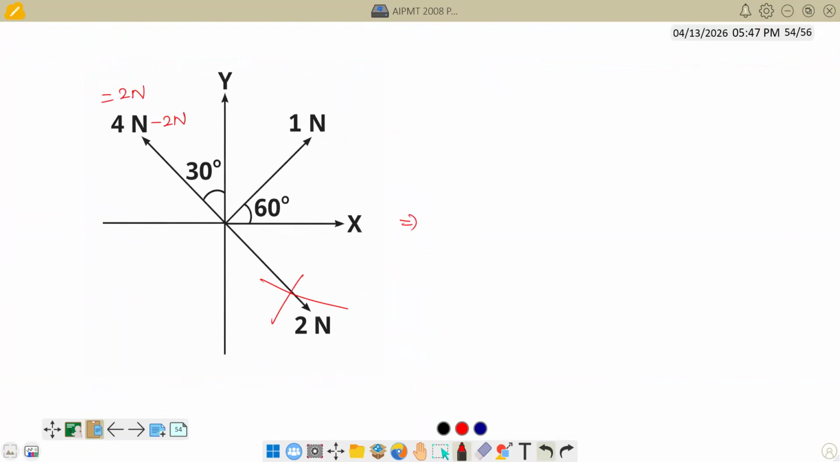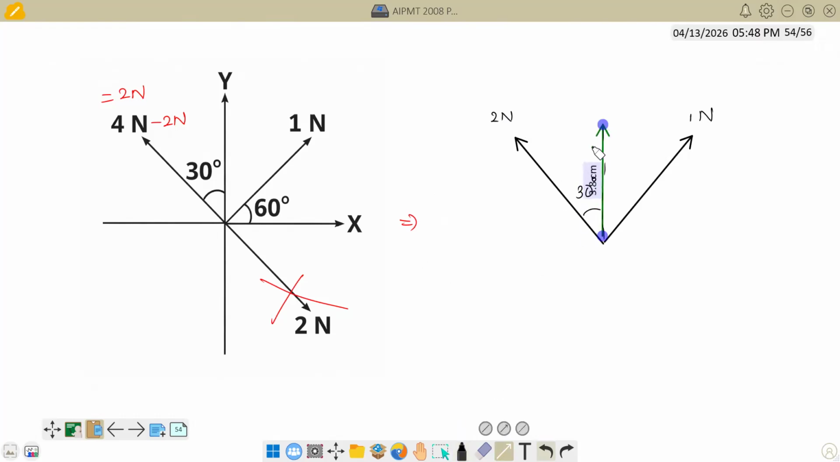So I can redraw this entire thing as, we have 2 Newton here, and we have a 1 Newton here, because this 4 and 2 fought and we got 2 Newton, and we have 1 Newton and this is given as 30 degree. So if I resolve this 2 Newton into components, I will get 2 cos 30, 2 sin 30. So you'll get here 2 cos 30 degree. Here you will get 2 sin 30 degree.